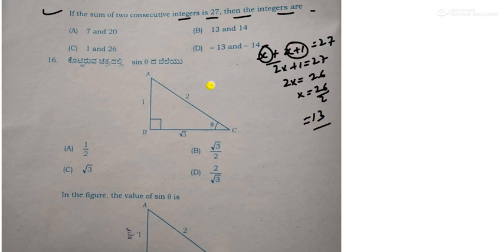13. What about this? X plus 1 is how much? 13 plus 1. So that is equal to 14. So option number 13 and 14, B is the right answer. Okay. Moving to our next question.